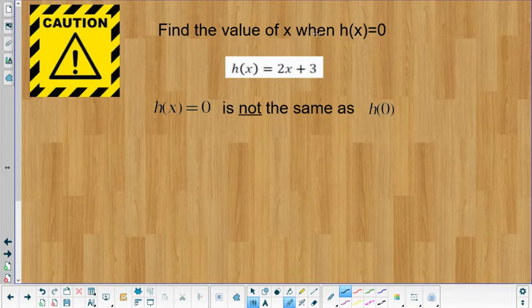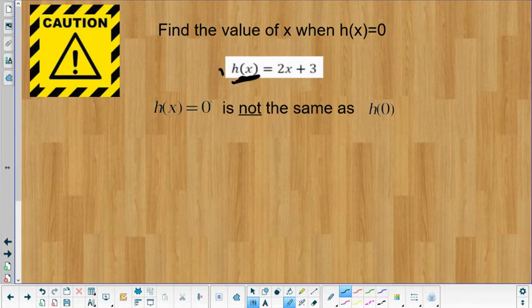This one says find the value of x when h of x equals 0, and they give us this function. Sometimes they change the letters in the front just so you can identify different functions if they have more than one. h of x equals 0 is not the same as h of 0. This is what we were doing on the last screen. This one says h of x equals 0. Well, h of x is this part right here.